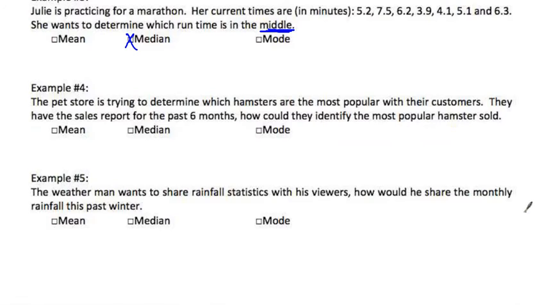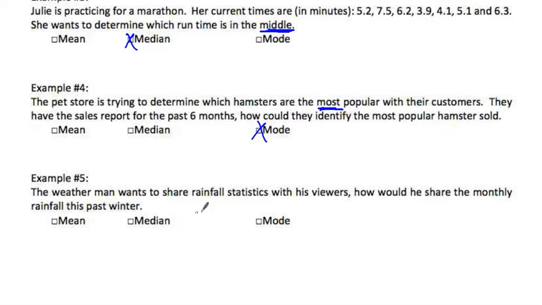And then I want you to try the last 2 examples very quickly. So a pet store is trying to determine which hamsters are most popular for their customers. So that's going to be mode.